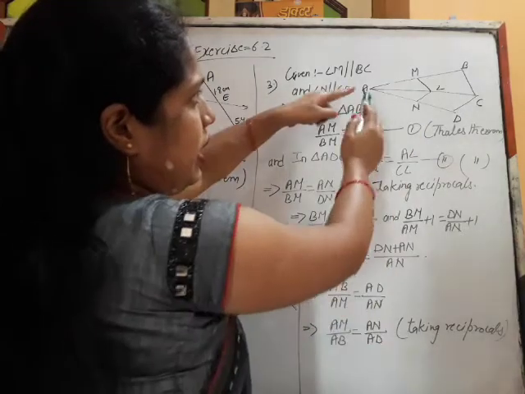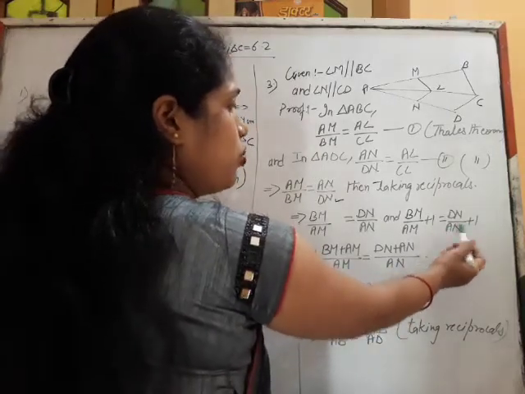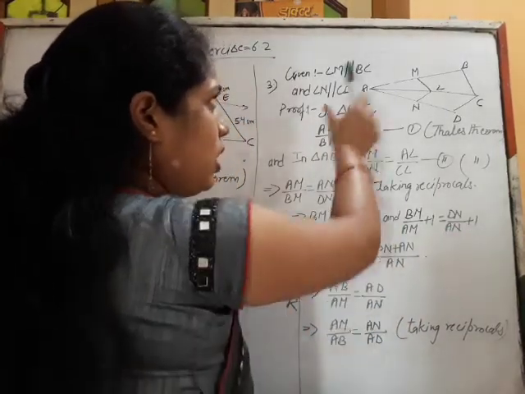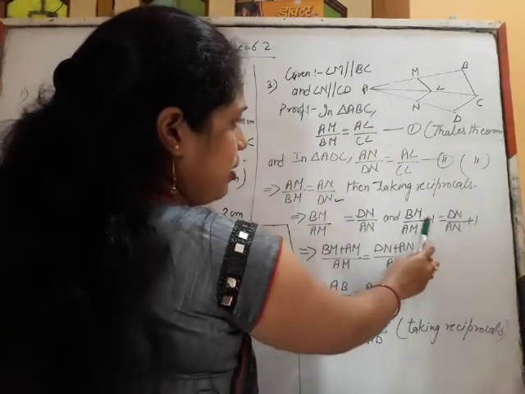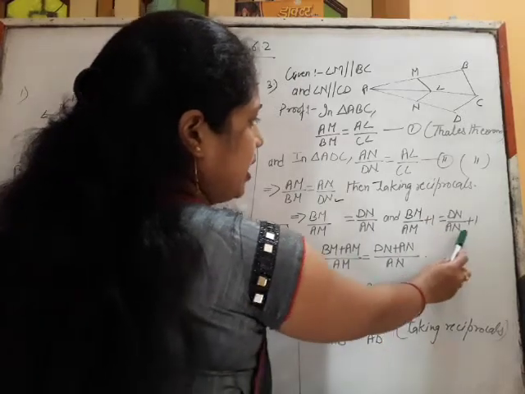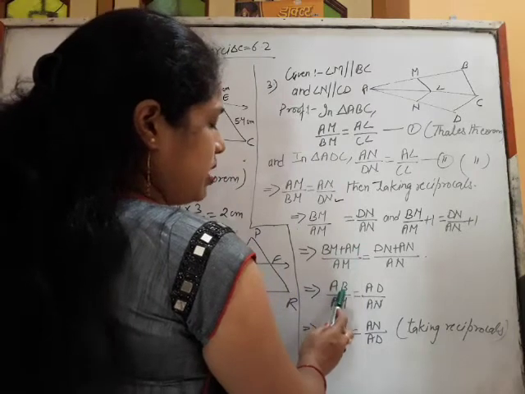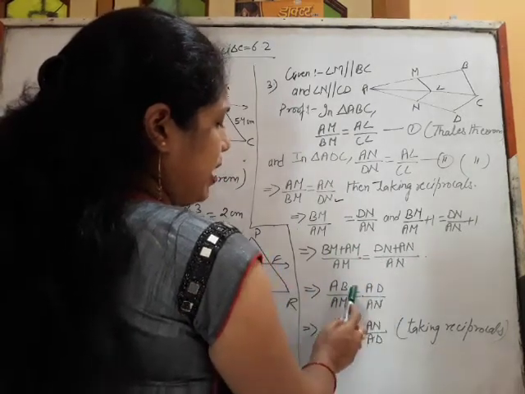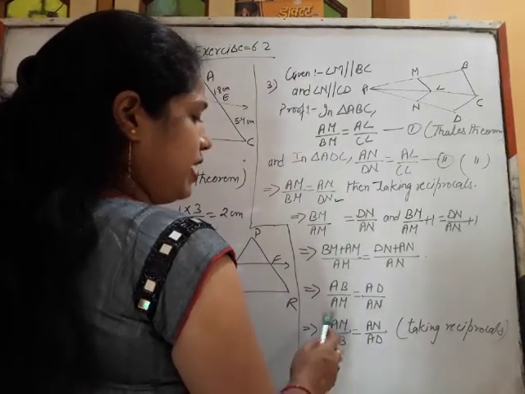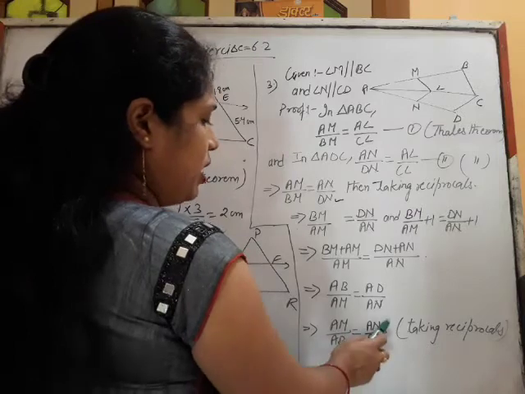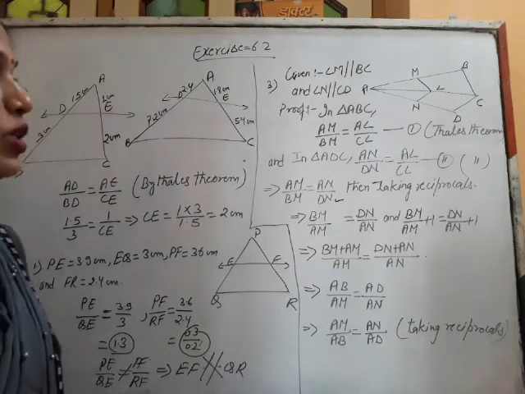Since we need the whole AB and whole AD, we have to add 1 to both hand sides, so as to get the whole side, AB and AD. After taking LCM, BM plus AM on the left, and DN plus AN on the right. BM plus AM becomes AB, DN plus AN becomes AD: AB upon AM equals AD upon AN. Then if we again reciprocate it, we get the required result, AM upon AB equals AN upon AD. So this is how we will do these questions.